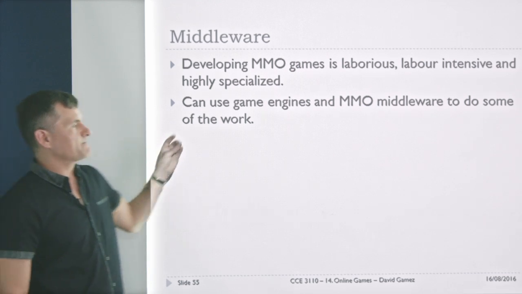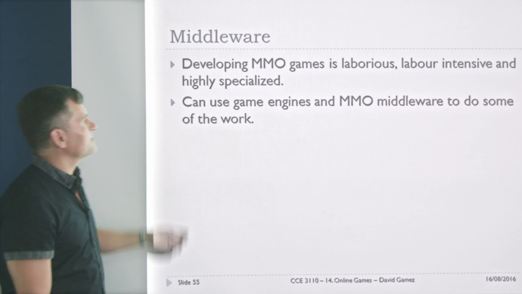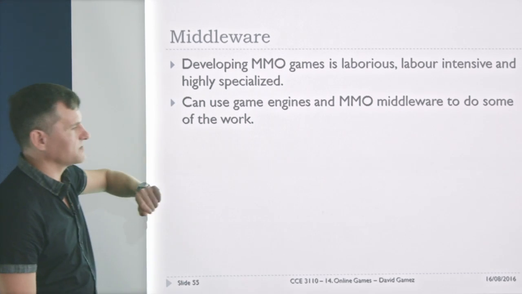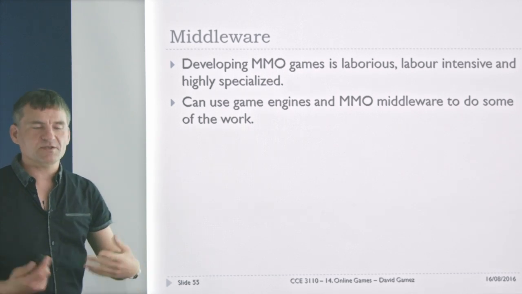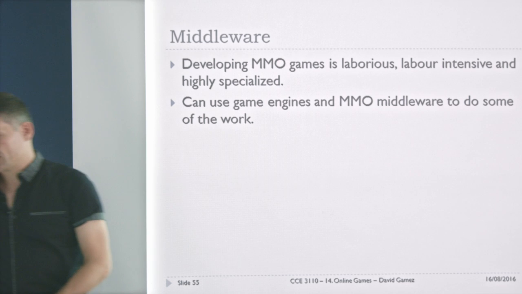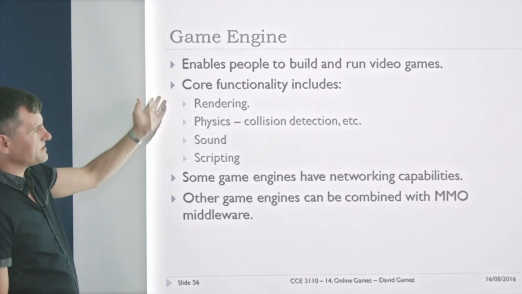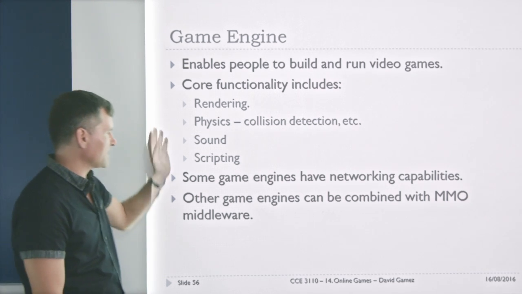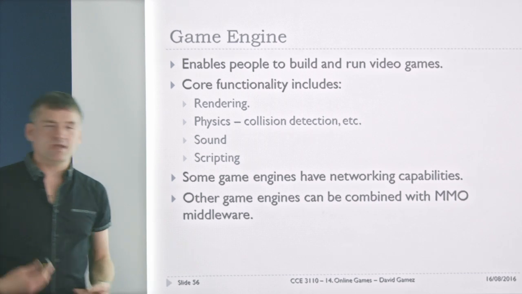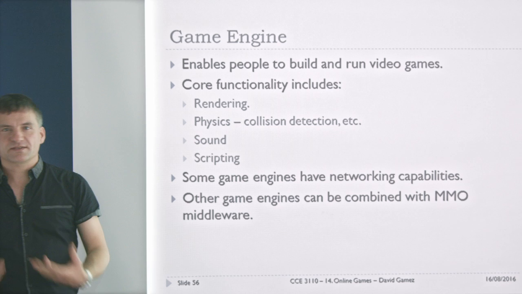To save all that hassle and just produce the games, you can use what's called a game engine and MMO middleware to do some of the work. People have built these frameworks that enable you to develop games much more easily than if you tried to do all the programming and the graphics and the networking from scratch. Game engines let people build and run video games. They do all the rendering, the physics, collision detection, sounds, and the scripting. Some of them have networking capabilities as well, and they can even be combined with MMO middleware. So you can take these solutions off the shelf and just adapt them, and you're going to save yourself a huge amount of work.